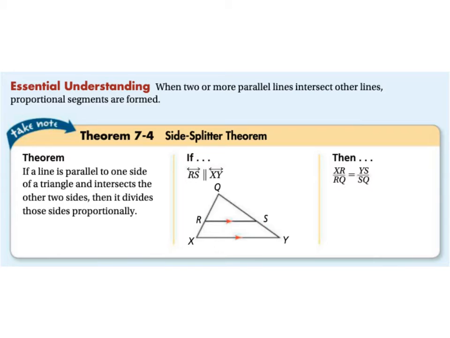So if a line is parallel to one side of a triangle, this RS is parallel to this side XY, and it intersects the other two sides, then it divides those sides proportionally so that XR over RQ equals YS over SQ. Okay, this is for a parallel line that's kind of embedded within a triangle and parallel to one of its sides.